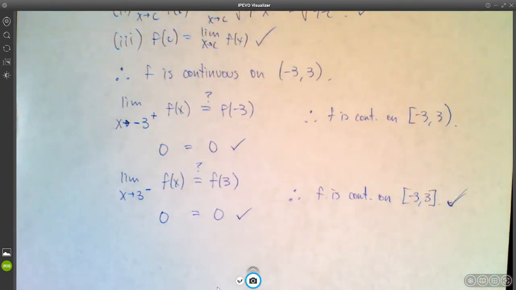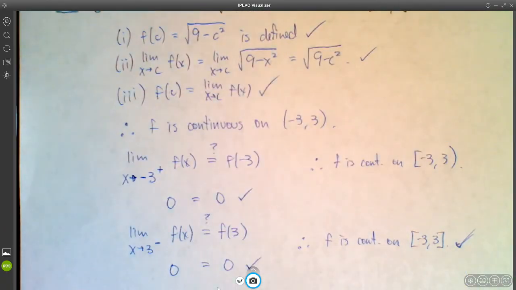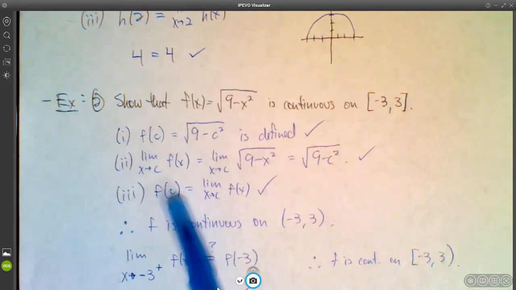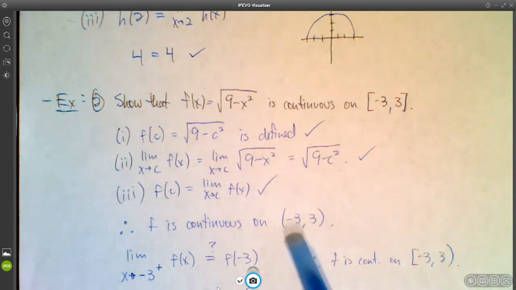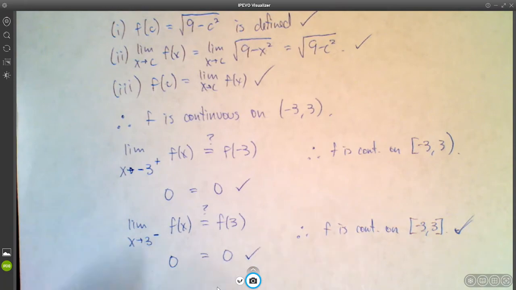Okay, so maybe a little bit of a silly example, but that's the idea, right? A function is continuous on a particular interval if it's continuous at every point in that interval. So these conditions are sufficient to show that it's continuous on the open interval. Then if you want to show that it's continuous on the closed interval, you just have to check the endpoints as well. Okay?